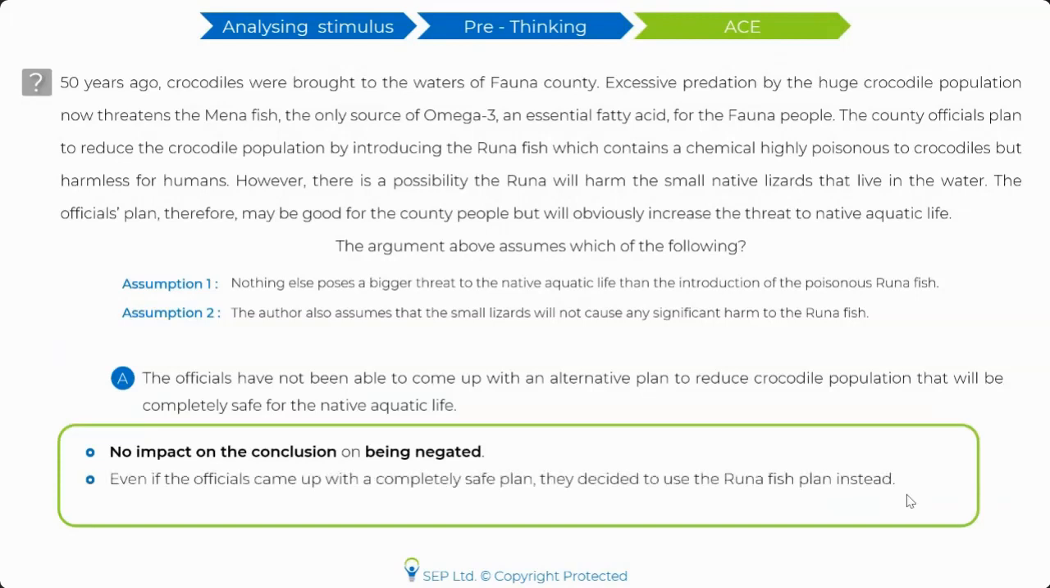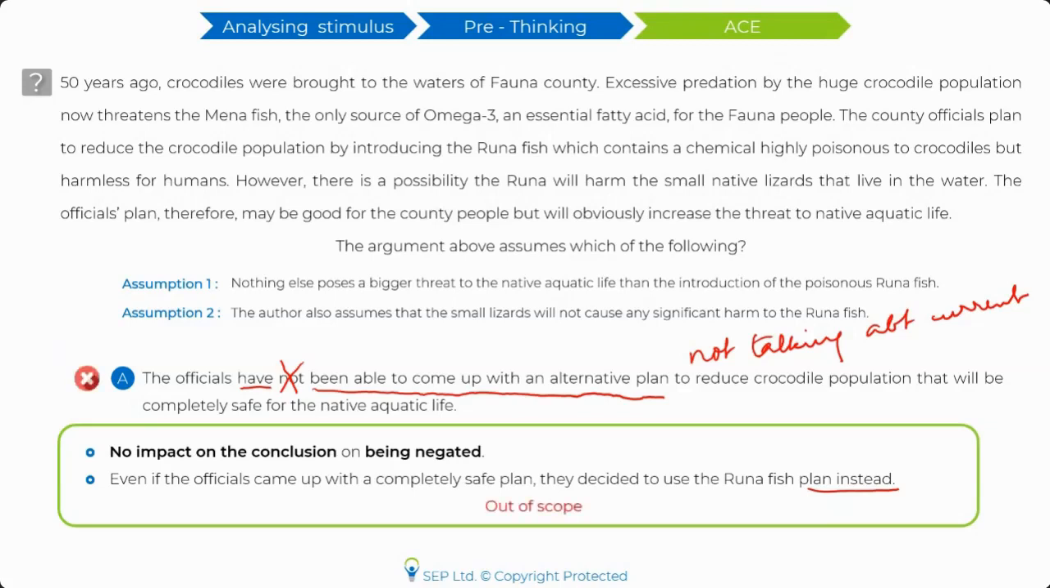See, it looks like this. If you negate this choice, the officials have been able to come up with an alternative plan. Okay, if they have been able to come up with an alternative plan, then you are not talking about the current plan. As explained earlier, an alternate plan will not either strengthen or weaken the current plan. So a lot of you chose choice A. Even if the officials came up with a completely safe plan, they decided to use the tuna fish plan instead, right? So whether they were able to come up with an alternative plan or not is not the scope of the argument.